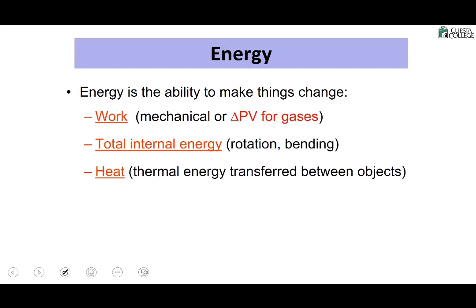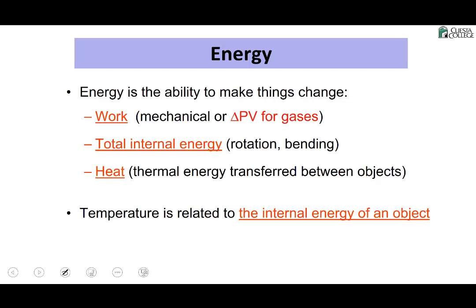Heat is something that energy can make change, and that is to transfer thermal energy between objects. For example, moving energy between a hot object to a cold object. Temperature is related to the internal energy of an object. So the more rotation, bending, twisting, stretching, wiggling and jiggling of atoms and molecules in a particular substance, that all adds up to what we consider temperature, or how much internal energy it has.